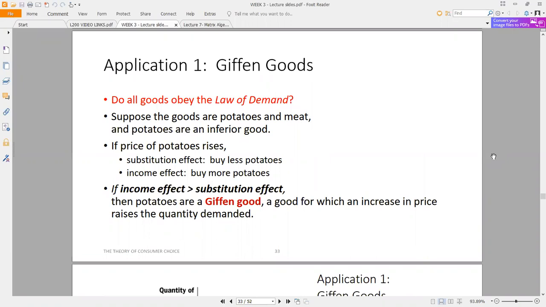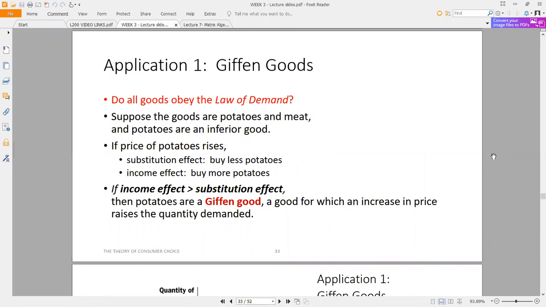The first one is for giving goods. Now, the question is, do all goods obey the law of demand? We all know the law of demand. When price increases, we are expected to buy less, and when price falls, we are expected to buy more. But is it always the case?